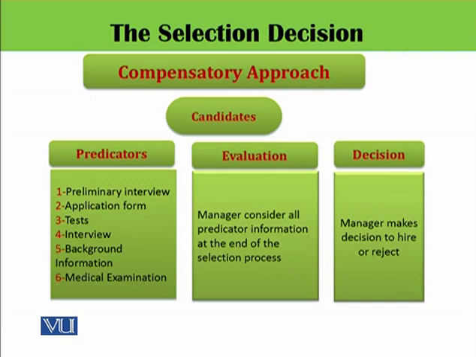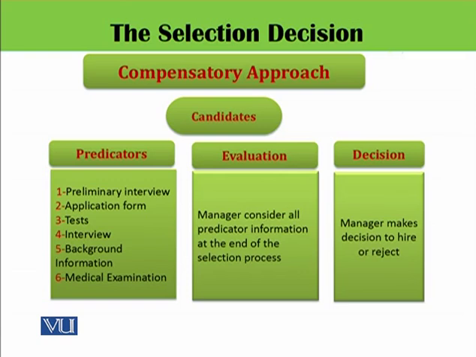These predictors need to be evaluated and managers would go through the evaluation. Managers consider all of the predictor information at the end of the selection process, and then the manager evaluates the whole selection process. And after that evaluation, there is a decision. The manager makes a decision to hire or reject the applicant, keeping in view the predictors and his or her own evaluation of the candidate. So this is the overall compensatory approach.